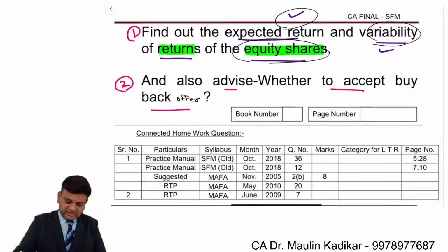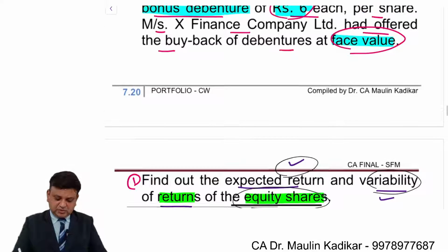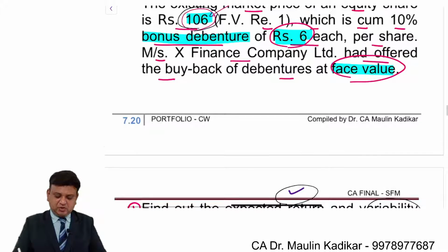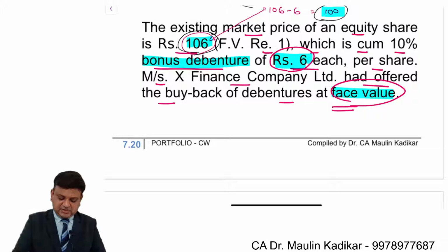Second part of the question says, advise whether to accept the buyback offer or not. So we are required to decide over here whether to accept the buyback offer or not. Now dear students, we understand that there is an offer from a finance company. Let's say they are ready to buy the debenture at the face value. If at all we do not accept the buyback offer, then in that case, of course, we are going to get the return of 10%.